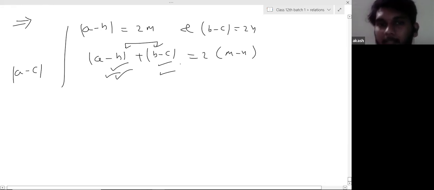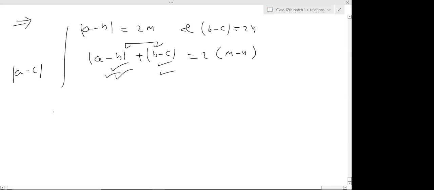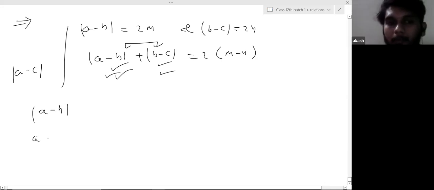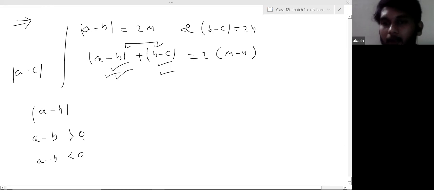All right. Remember how to open the modulus function? I hope you remember, guys. If it is A minus B, you have to write A minus B is greater than 0 or A minus B is less than 0, and you have to open the modulus function accordingly.